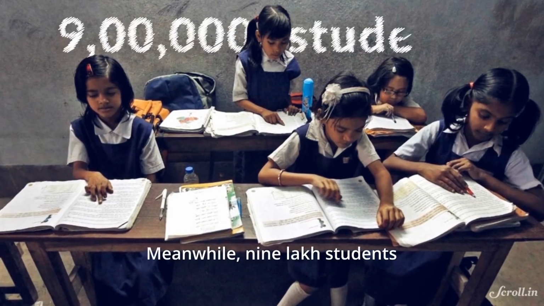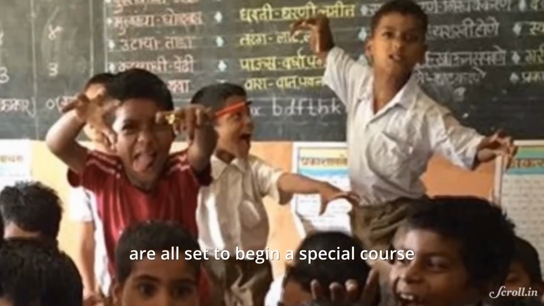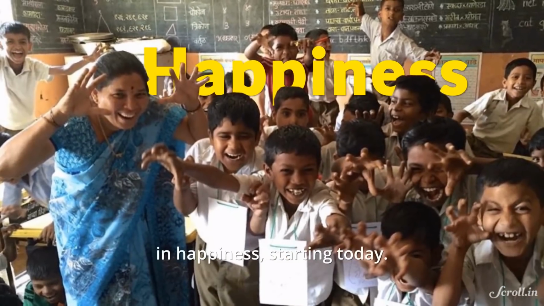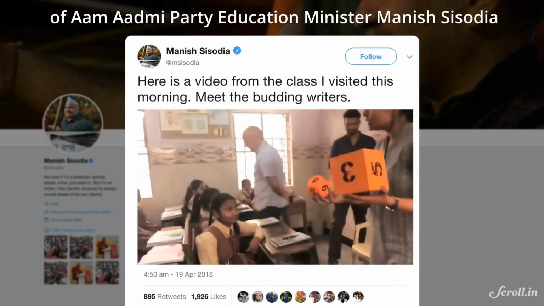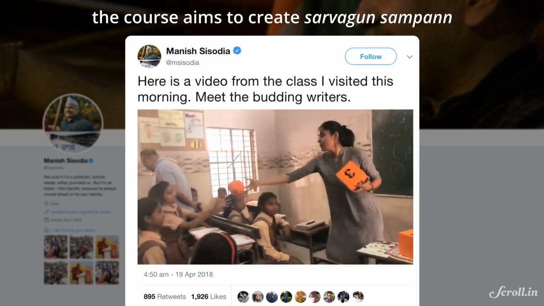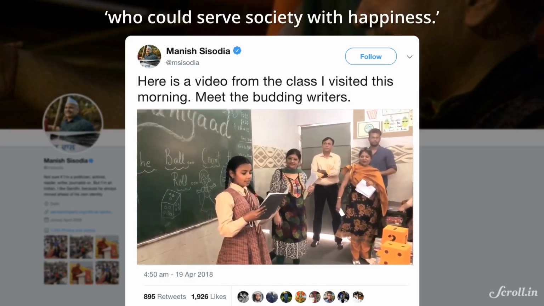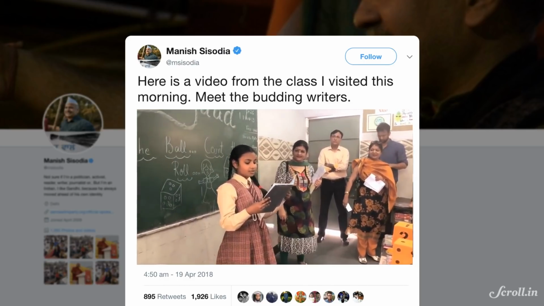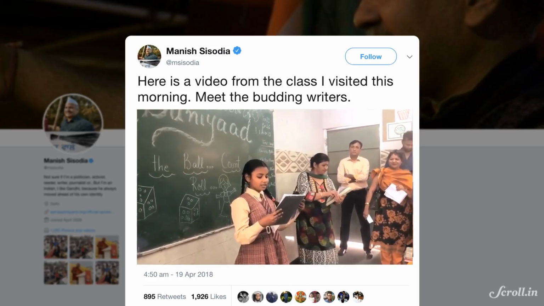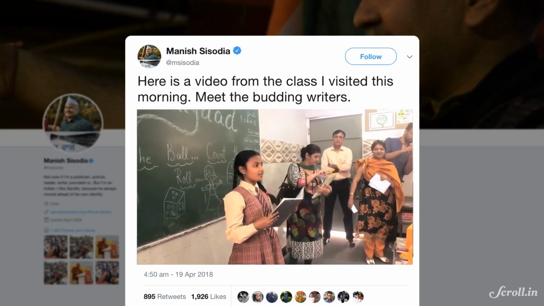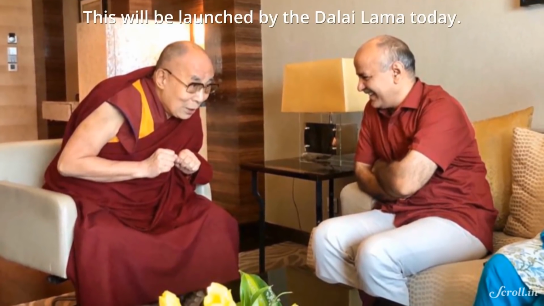Meanwhile, 9 lakh students of classes between nursery and 8th in Delhi state schools are all set to begin a special course in happiness starting today. The brainchild of Aam Aadmi Party Education Minister Manish Sisodia, the course aims to create Sarvagun Sampann or versatile human beings who could serve society with happiness. This will be launched by the Dalai Lama today.